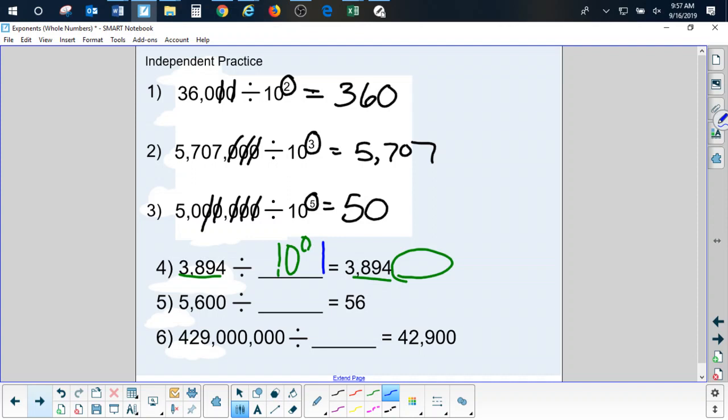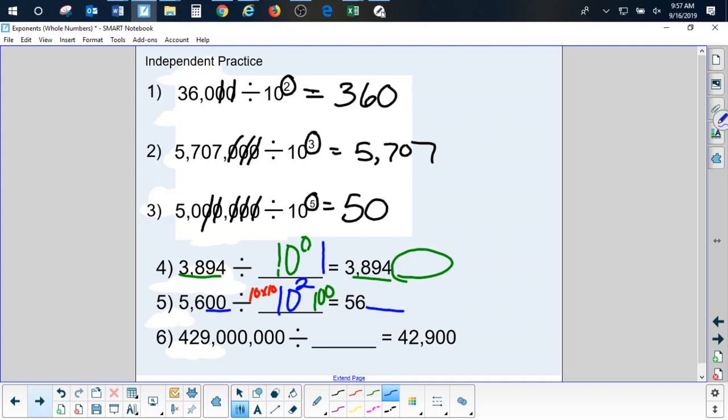For problem number 5, I had 2 zeros, and those 2 zeros were taken away. So that would be 10 squared. I could also write that as 100, or I can write it as 10 times 10. All 3 answers would be acceptable.